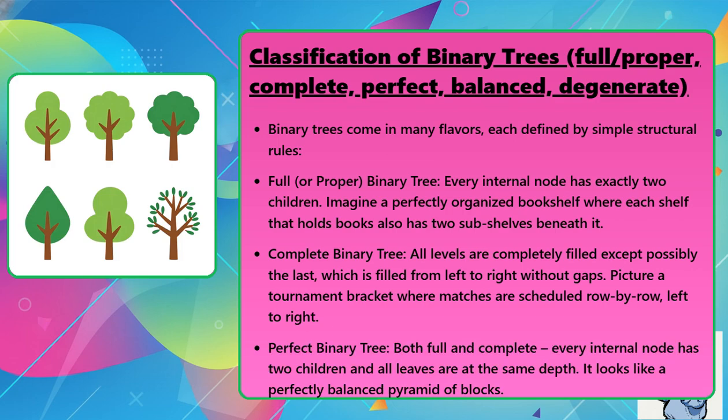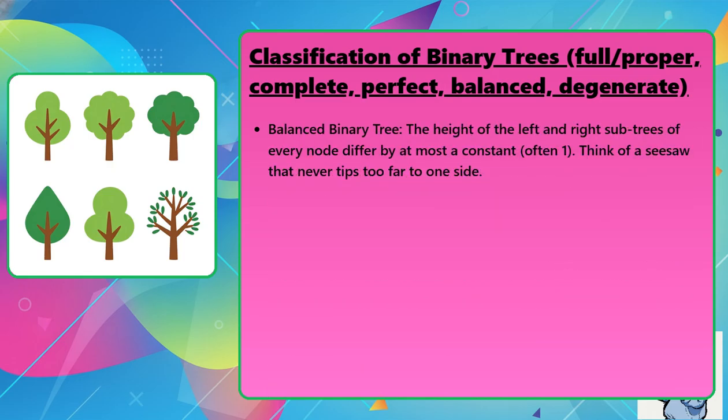Perfect binary tree, both full and complete: every internal node has 2 children and all leaves are at the same depth. It looks like a perfectly balanced pyramid of blocks. Balanced binary tree: the heights of the left and right subtrees of every node differ by at most a constant, often 1. Think of a seesaw that never tips too far to one side.